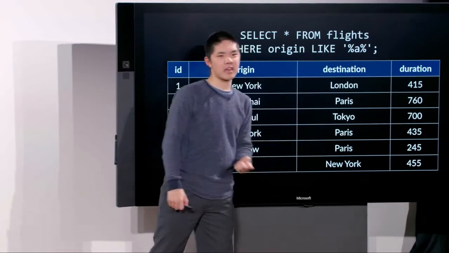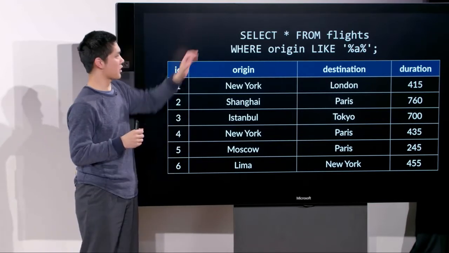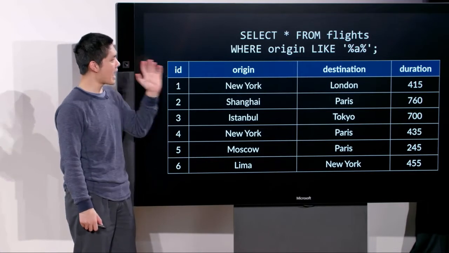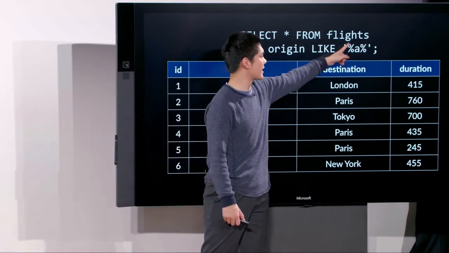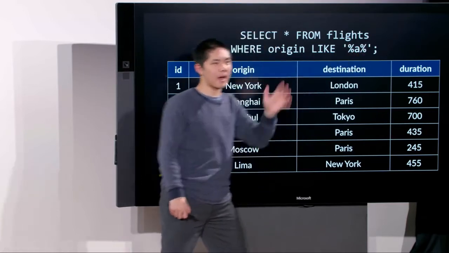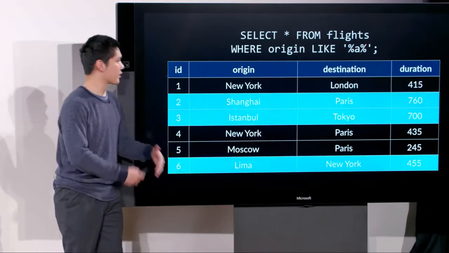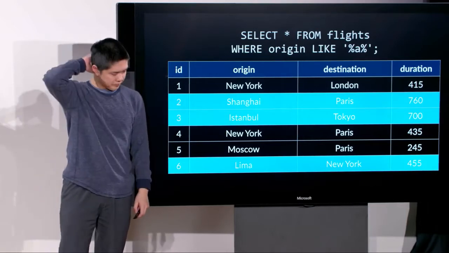These percents stand in as placeholders, effectively, where they can represent any text. And so SELECT * FROM flights WHERE origin LIKE '%a%' says select any rows from flights where the origin has an a in it. It has some amount of text, possibly none, followed by an a, followed by some amount of text. And the result of that is that all of the things that have an a in it are going to be returned back to the user.